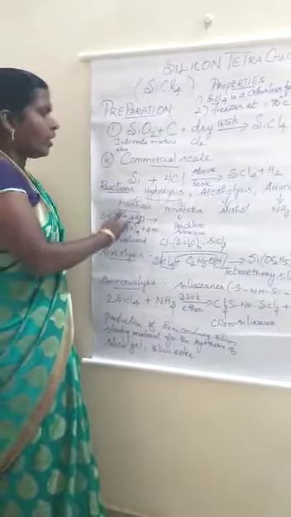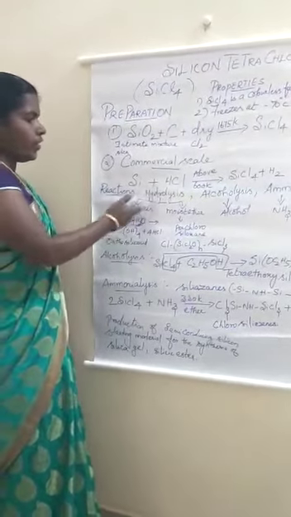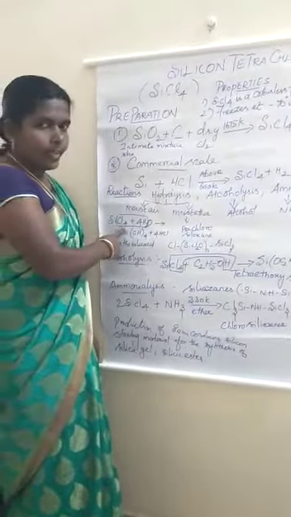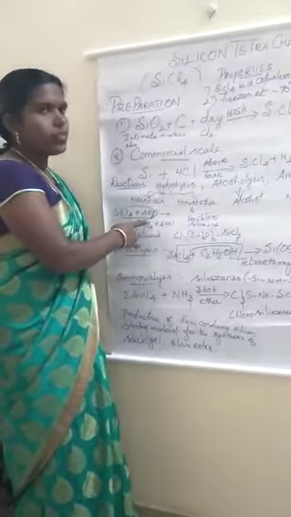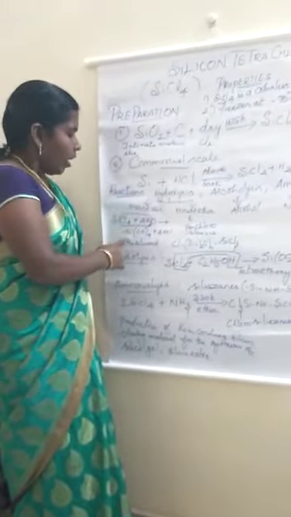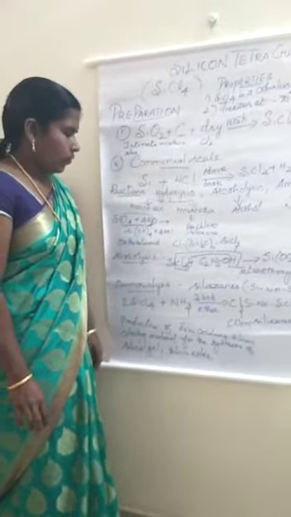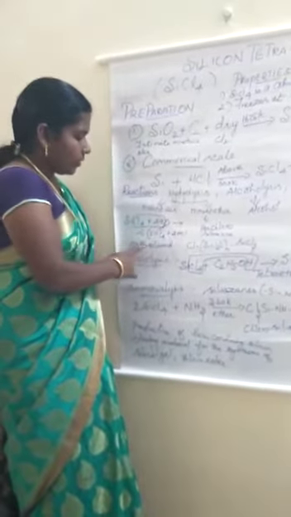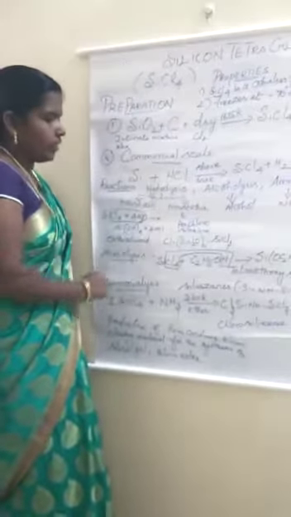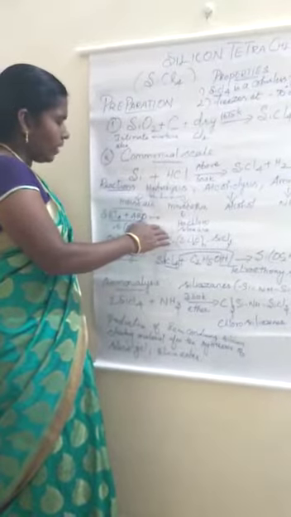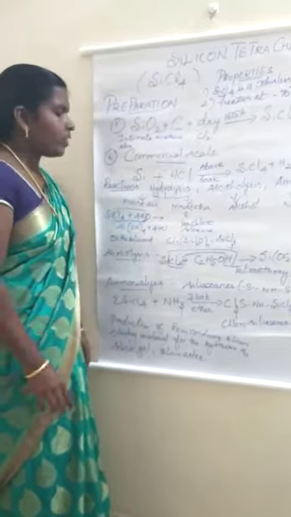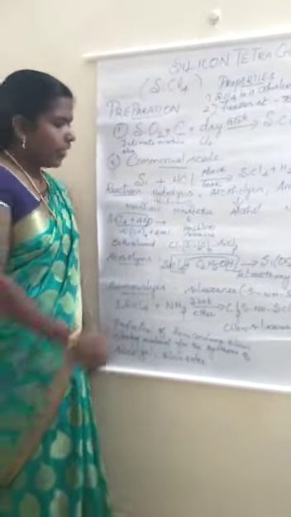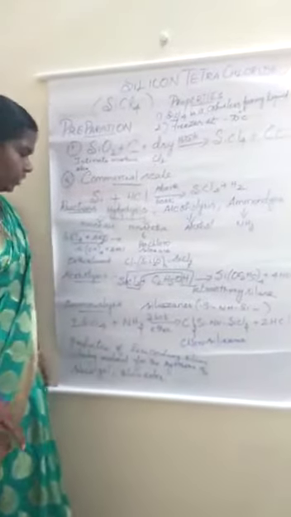First reaction, hydrolysis. Hydrolysis with moist air and moist ether. When silicon tetrachloride undergoes hydrolysis, orthosilicic acid is formed. Here, when silicon tetrachloride undergoes hydrolysis, perchlorosiloxane is formed. It is a linear structure.